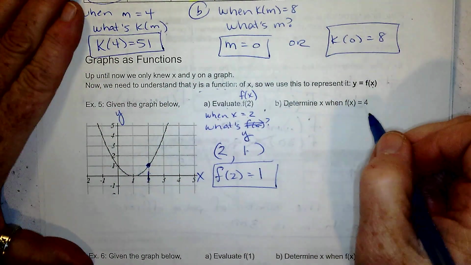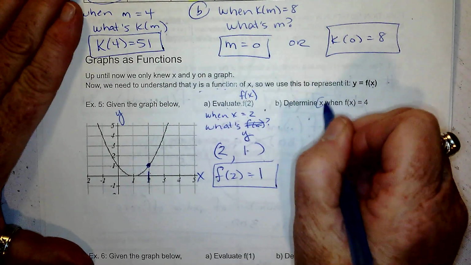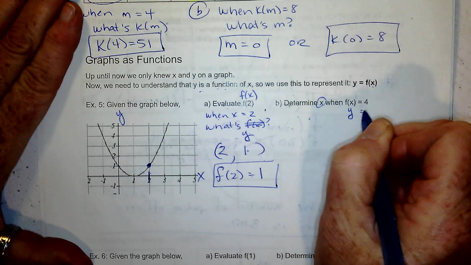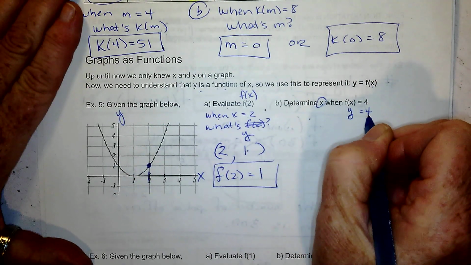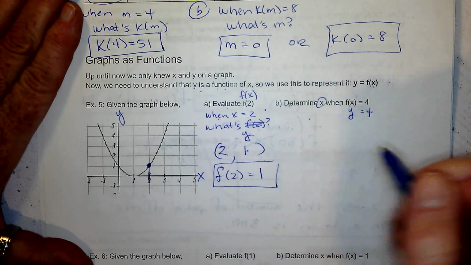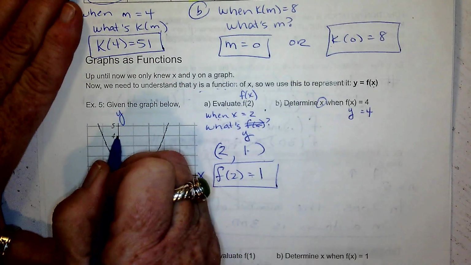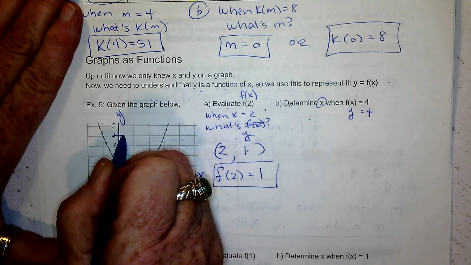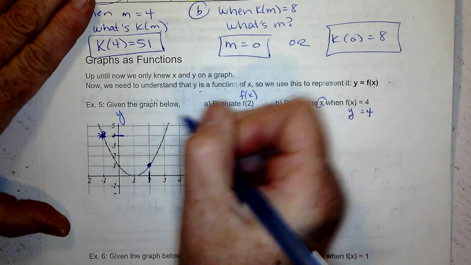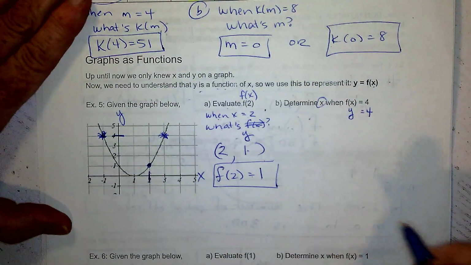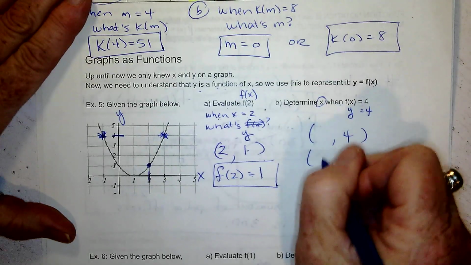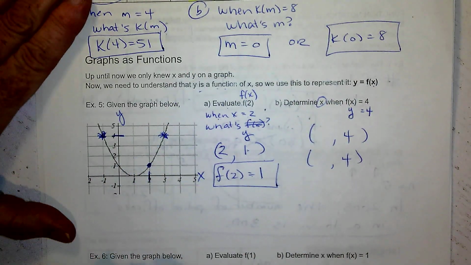The next one, we're going to be given y, and we're going to be looking for x. So it says determine x when f of x, which is also y, is equal to 4. I'm going to ask the same questions. When y is 4, what's x? So I need to find on my y-axis where 4 is. It's right here. That's fantastic, but I need to see it on the graph. So I've got this point, but wait, there's more. I've got this one as well. So I know that my y values are 4. What are my x values for these two? That's what I'm looking for.